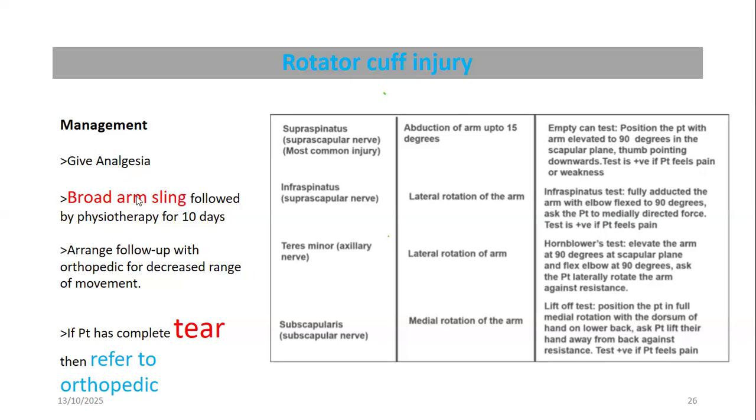So how will you mobilize, what type of sling will you use for a rotator cuff injury? Broad arm sling. Okay, that's very important. Remember all the tests, nerve supply and functions, these should be at your fingertips.